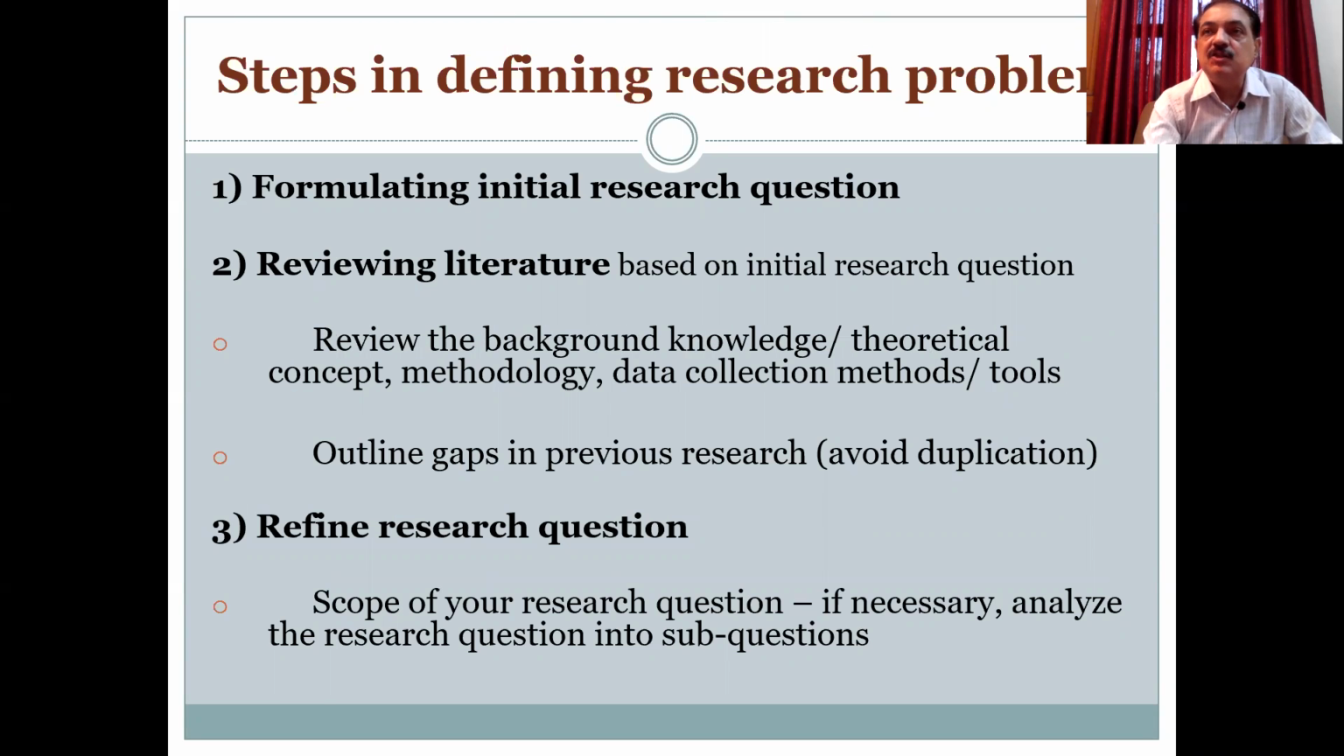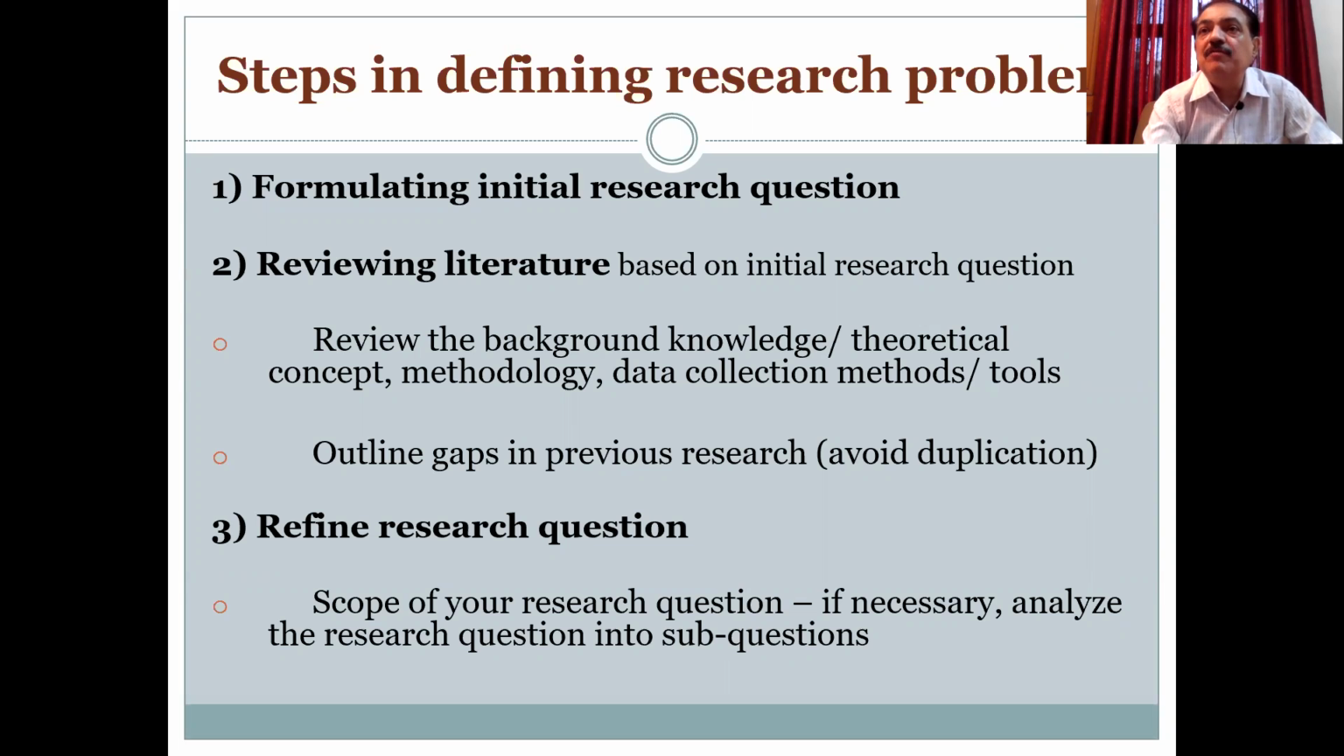Steps in defining research problem. It starts with formulating initial research question, that is a broad topic. And once we want to know about a question, we need to search and search and search the answer in the available literature. So next is reviewing literature based on initial research question relevant to that topic. So review the background knowledge, theoretical concept, methodology, data collection methods, tools, and outline gaps in previous research.